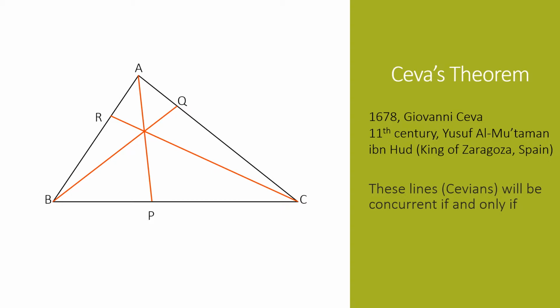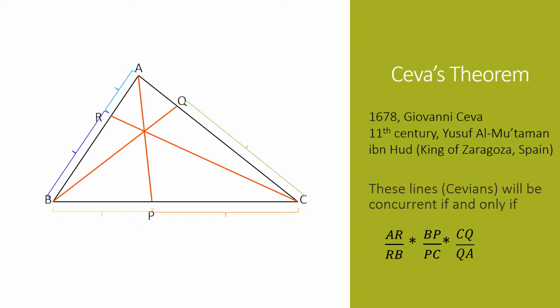And these are concurrent if and only if AR over RB times BP over PC times CQ over QA equals 1. And this product is called the Cevian product.